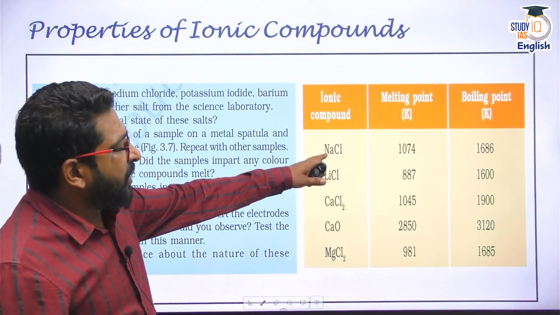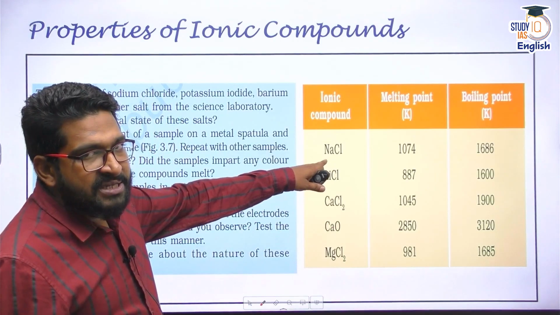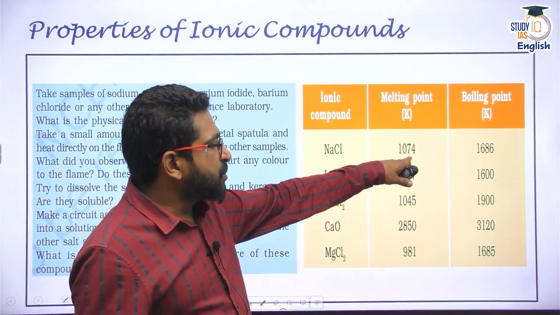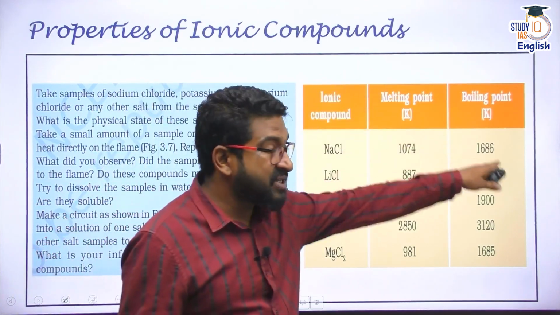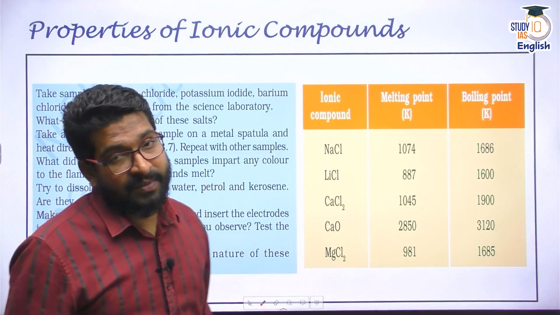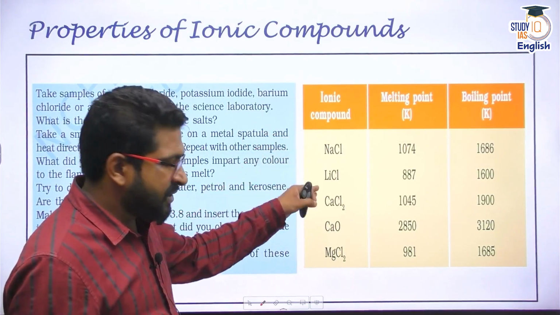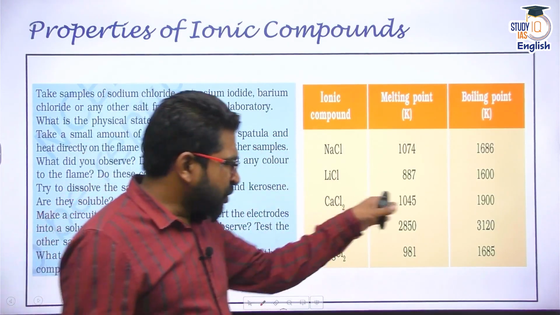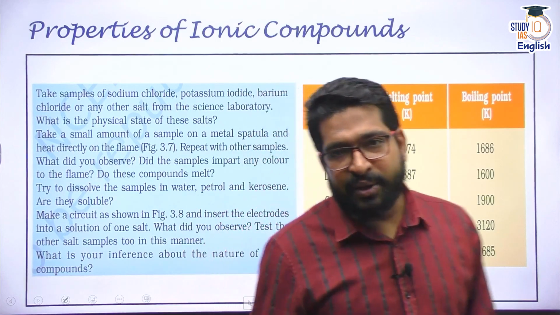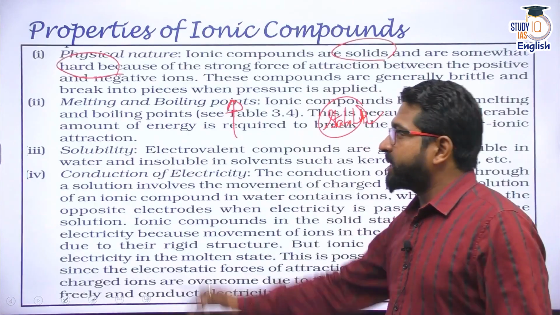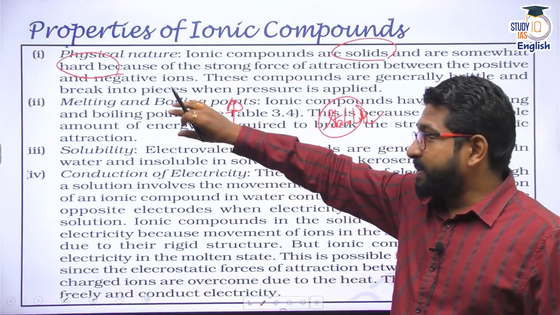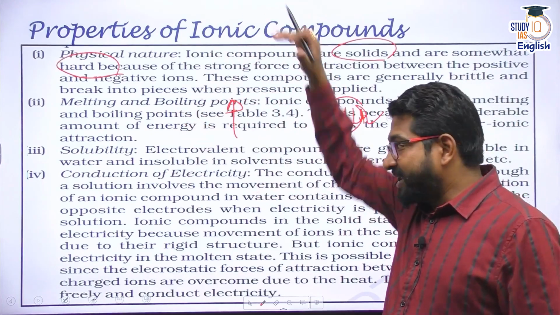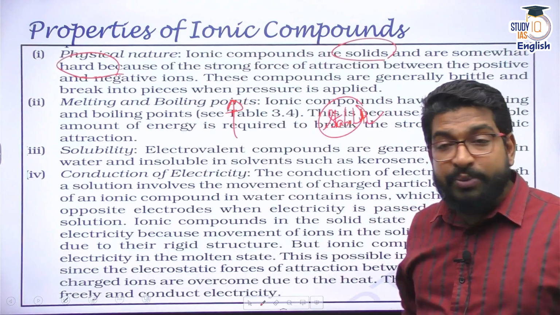See, if you look at the melting and boiling point of NaCl, sodium chloride, the melting point is 1074 Kelvin, and the boiling point is 1686 Kelvin. Same is the case with lithium chloride, calcium oxide, if you look at these ionic compounds. So ionic compounds, in physical nature, are solids, they are brittle. Chemically, their melting point and boiling point are very high. They are soluble in water.